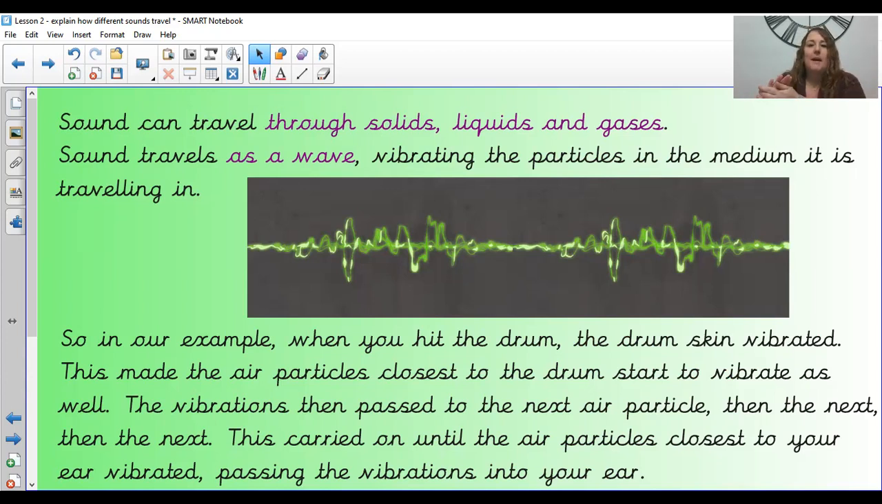That would be exactly the same, even if we don't have the drum. If I clapped my hands here and somebody else over the other side of the room would then hear it, because the air particles beside my hands, first of all, start vibrating and it passes through those particles.